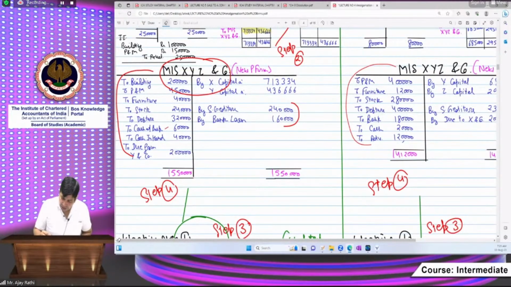Okay, beta, I hope I could explain properly here. Same is the case with liabilities and capital also. So you have to transfer in this way. Please let me know that up to this everything is okay.